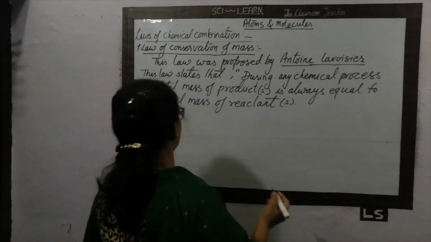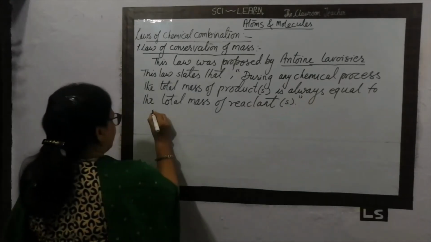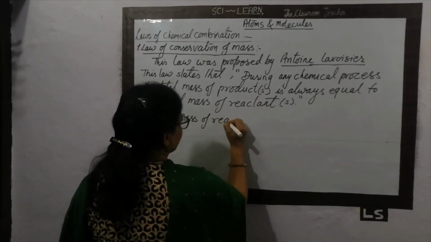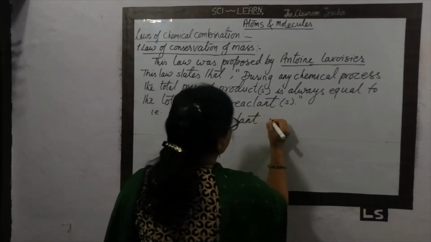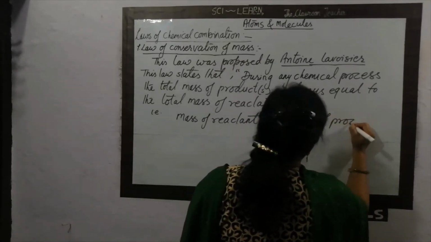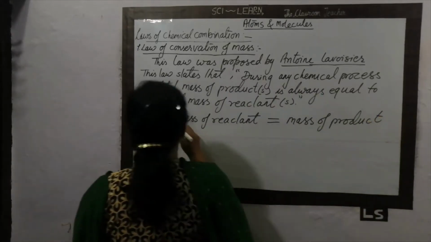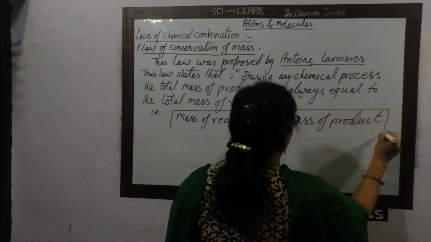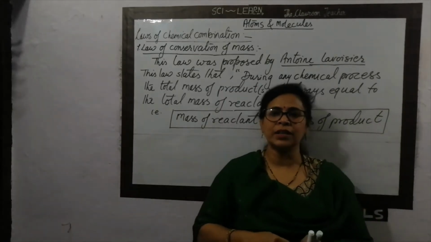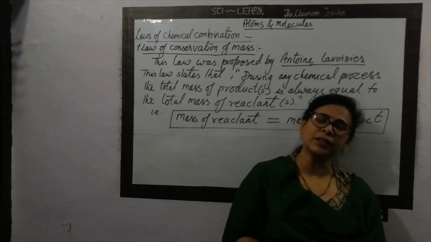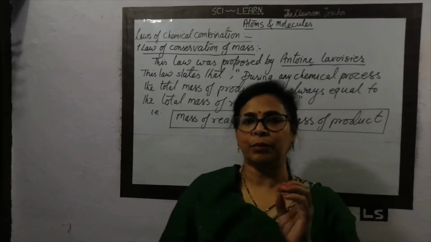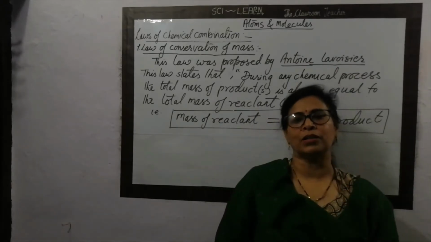So what is the summary of this? That is, mass of reactant is always equal to mass of product. So what is the law of conservation of mass? According to the law of conservation of mass, in any chemical process, in any chemical reaction, the total mass of the product is always equal to the total mass of the reactant.